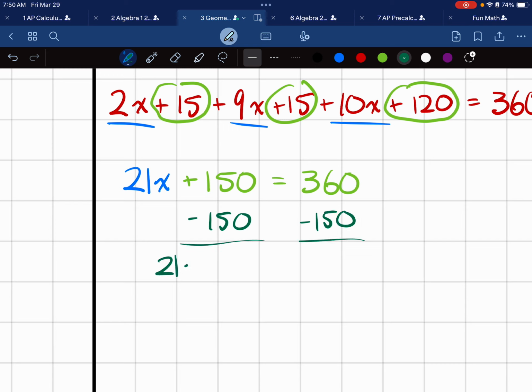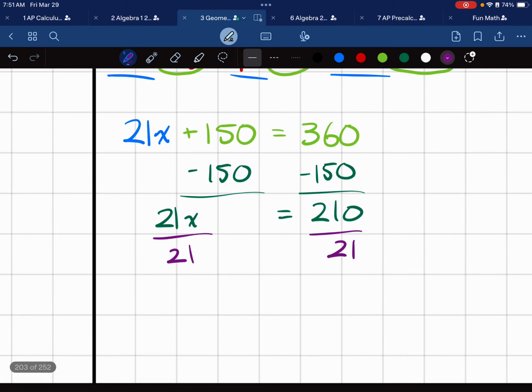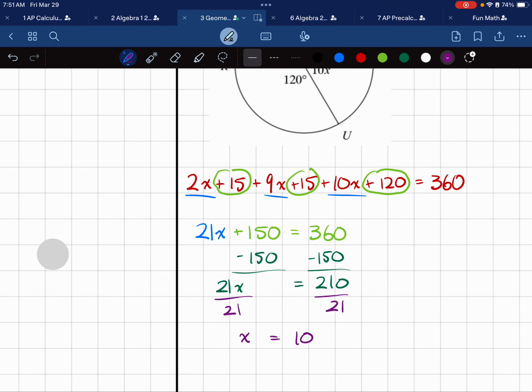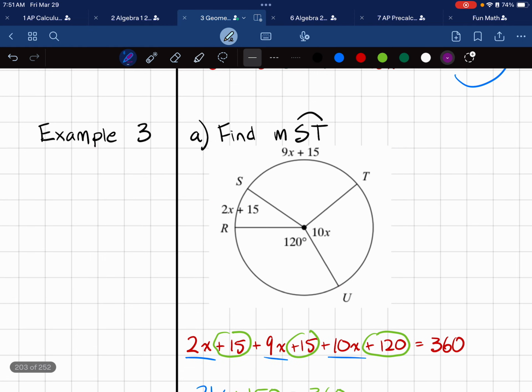That's going to be 21x left over, and this is going to be 210. That was nice. Okay, so I can just divide by 21, divide by 21, and I get x is equal to 10. Okay, I'm not done because, yes, I found x, but the question didn't say what is x. It says what is ST, or the measure of arc ST.